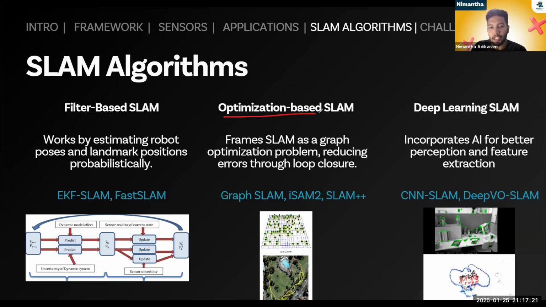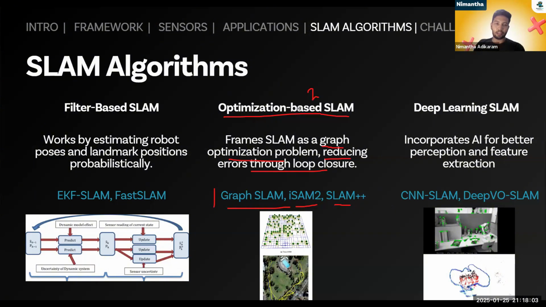Regarding optimization-based SLAM, this is our second SLAM algorithm. We use a graph optimization problem. Optimization is a module we can take at the university as well, like reducing the errors in loop closure. There we have the graph optimization problem, and we get the minimum error path. We have GraphSLAM, iSAM2, and SLAM++. There are a lot of SLAM algorithms, but just three of them are listed here.